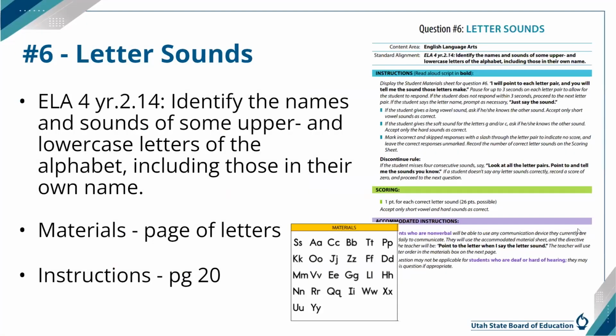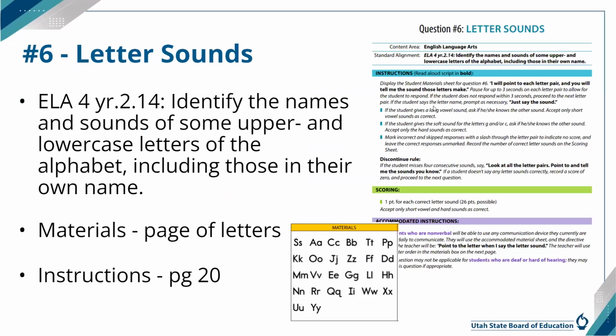Okay, letter sounds. We're looking at identifying the names of upper and lowercase letters of the alphabet. We have a materials page, which is just a picture of the letters of the alphabet, both upper and lowercase letters next to each other. This also has a discontinue rule. If they miss 4 consecutive sounds, you're just going to open it up to allow them to look at all the letter pairs and then point to and tell me the sounds you know.